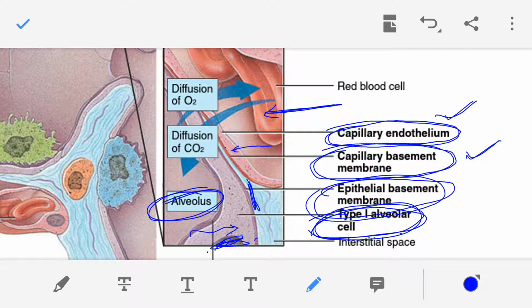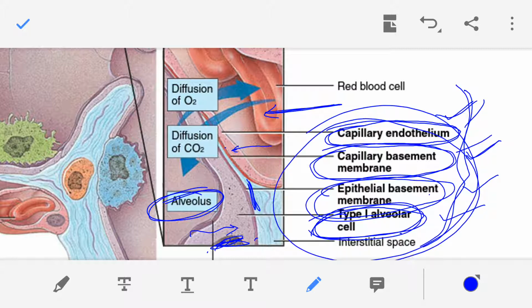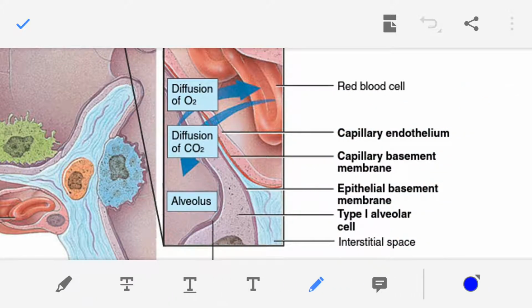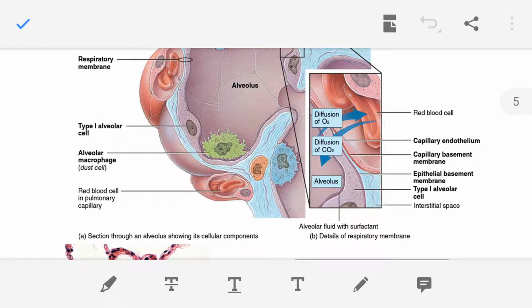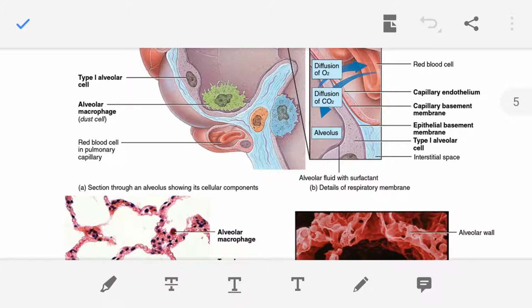the epithelial basement membrane. So the epithelial basement membrane, type 1 alveolar cell, capillary endothelium, and capillary basement membrane, all these four together form the respiratory membrane, and this respiratory membrane is the main site for the exchange of gases, O2 and CO2, by the process of diffusion. So that is the meaning of point number 9.